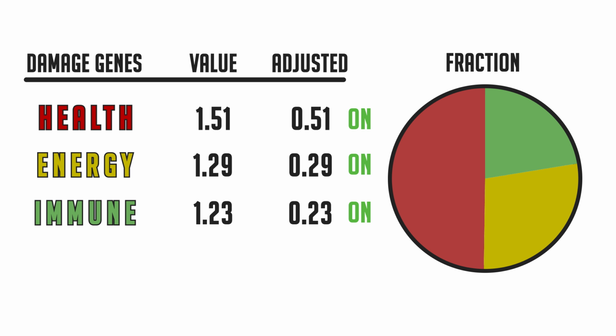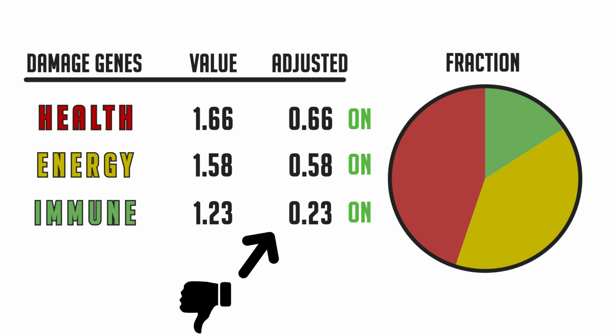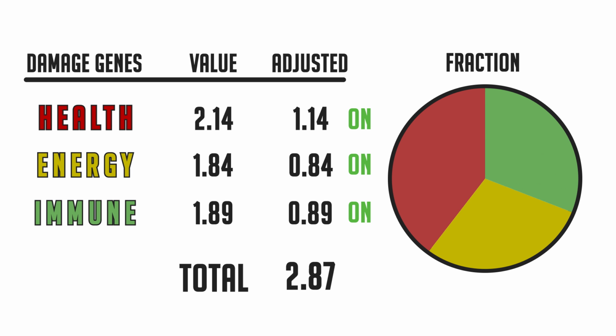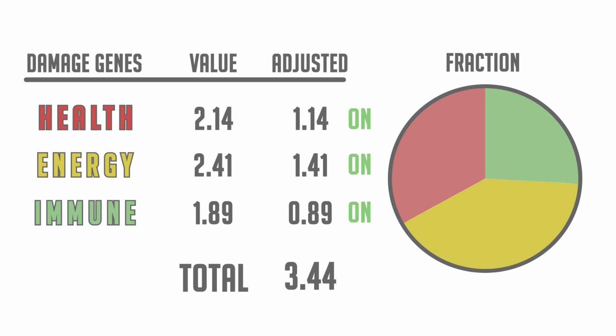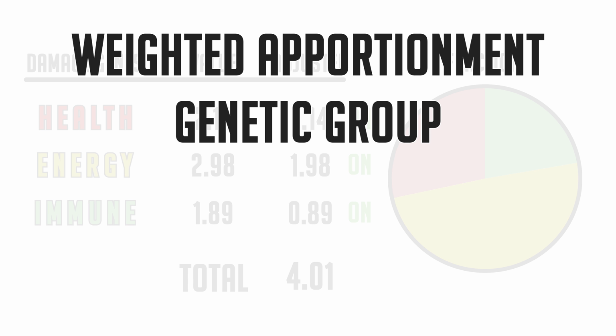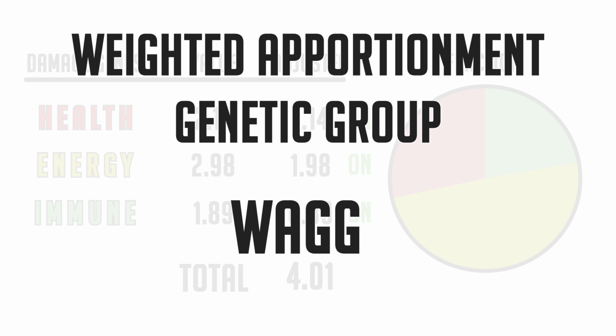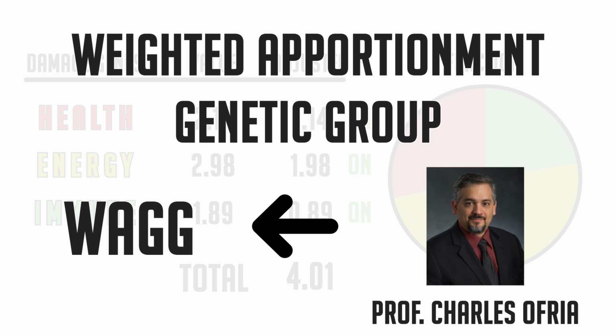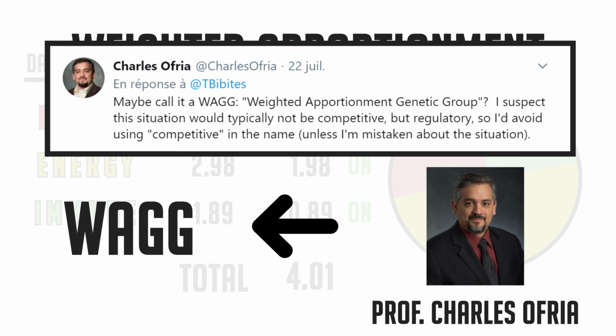They play an evolutive balance where the actual values are not important and instead their respective proportions are. And just because in science you can name things, I decided to call this a weighted apportionment genetic group, or WAGG. And a big thanks to Professor Charles Ofria for helping me come up with that acronym.